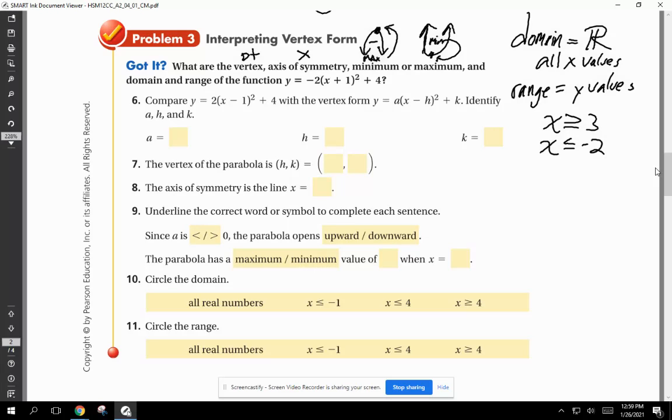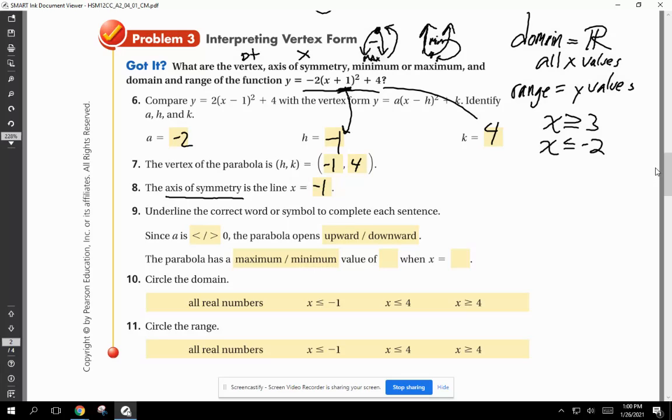So what is the a? The a in this one is going to be -2. What is the h? The h comes from right there, and that's a -1. And the k comes from that, and that's a 4. Remember, it's always the opposite of what you see. The vertex of the parabola is all it is the h and the k. So we have (-1, 4). And the AOS is just the x value. So what is the x value? It is -1. That's the axis of symmetry. It's what splits the graph in half.